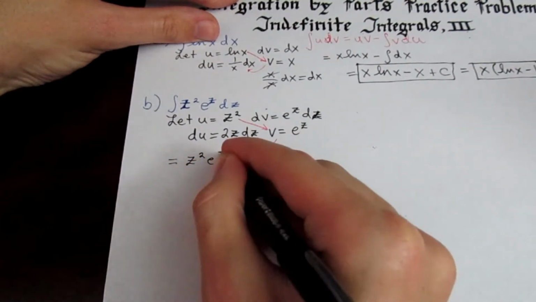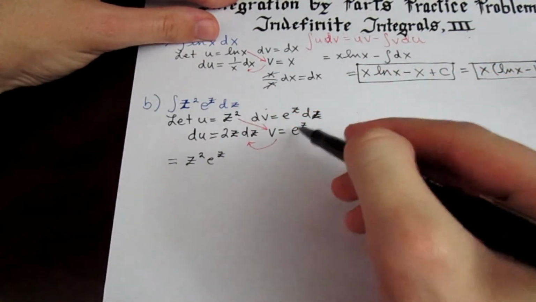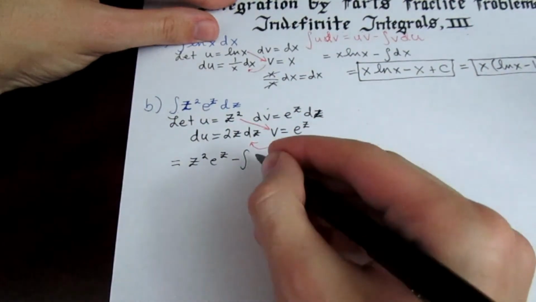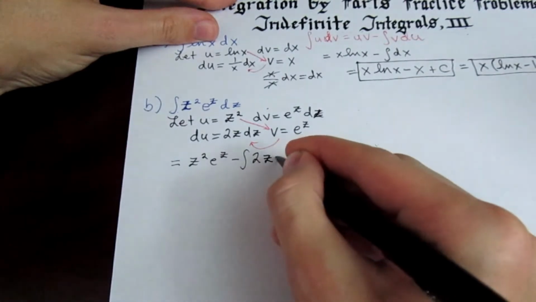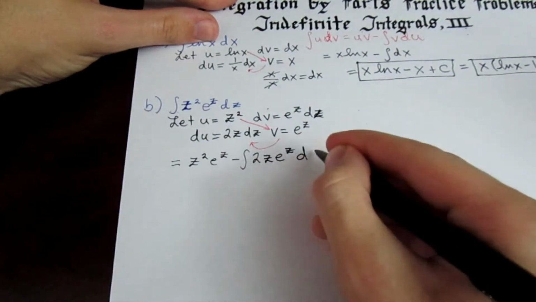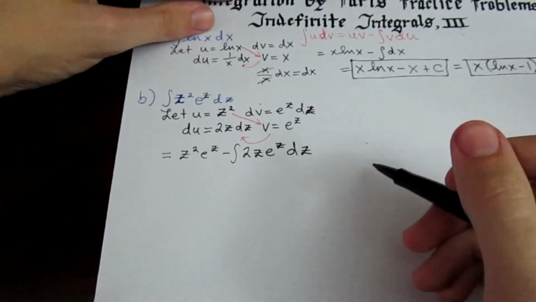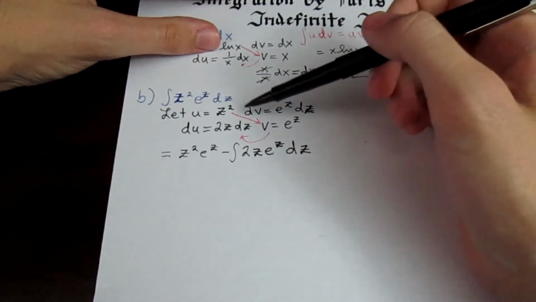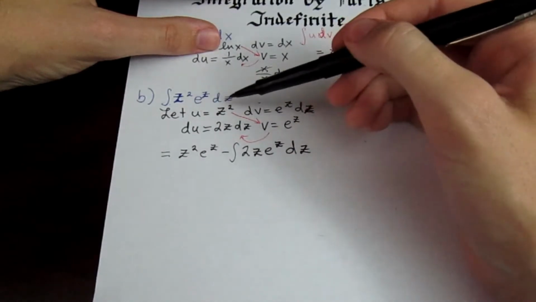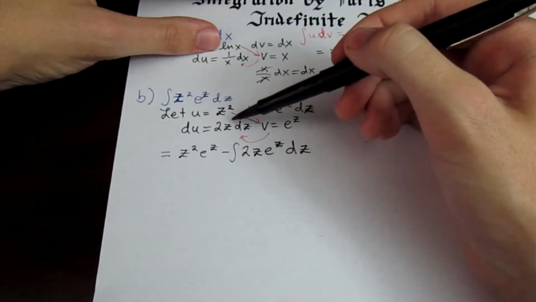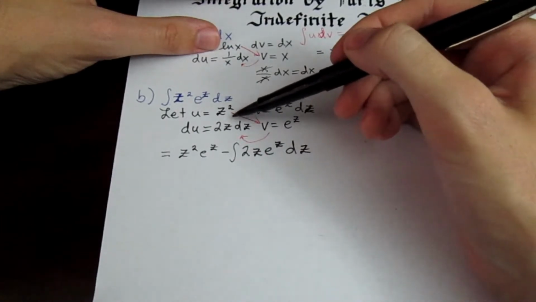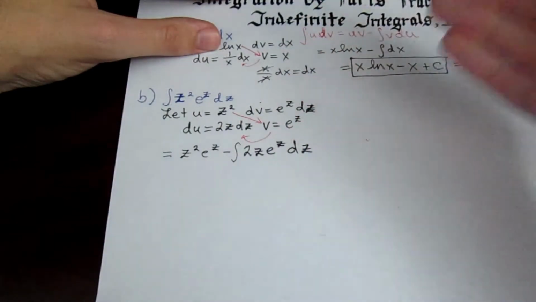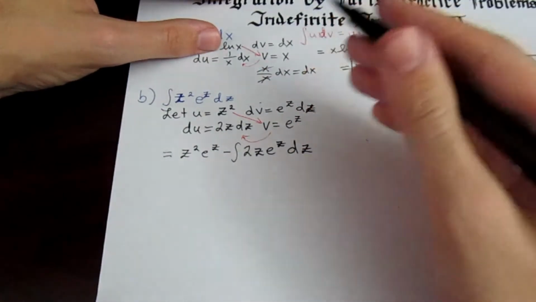Okay, so we could say that this is equal to uv, u times v minus the integral of v du, that's 2z e to the z dz. Okay, so the reason why we want polynomials for our u in lieu of having it for our dv is because notice when we differentiate polynomials, the exponent decreases by 1 right here. But if we were integrating polynomials, the exponent would keep on getting bigger and bigger and bigger, and that's totally the antithesis, the opposite of what we want.